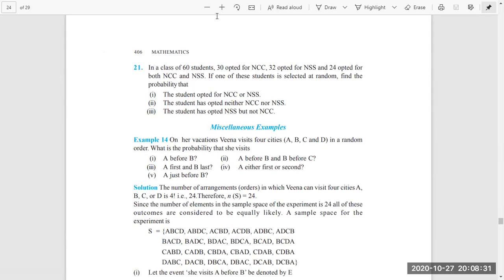Question number 21. In a class of 60 students, 30 opted for NCC, 32 opted for NSS, and 24 opted for both NCC and NSS, meaning this is the intersection. If one of the students is selected at random, find the probability that the student opted for NCC or NSS.